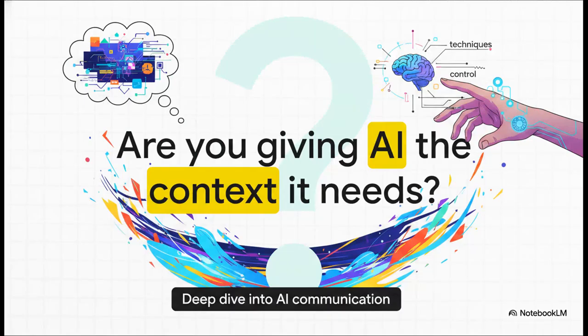As we wrap up this explainer, I really want to leave you with a provocative thought. Are you giving your AI the context it needs to truly work for you? Next time you sit down to interact with an AI and you don't get the result you want on the first try, ask yourself that question. By mastering these two core prompting techniques, you are taking full, complete control of the tools at your disposal. You're no longer just hoping for a good response, you're engineering one.